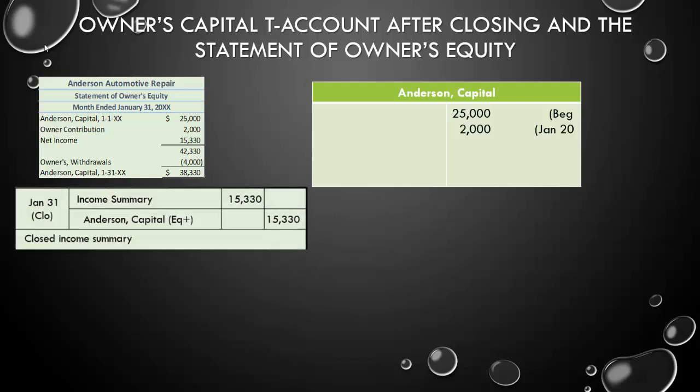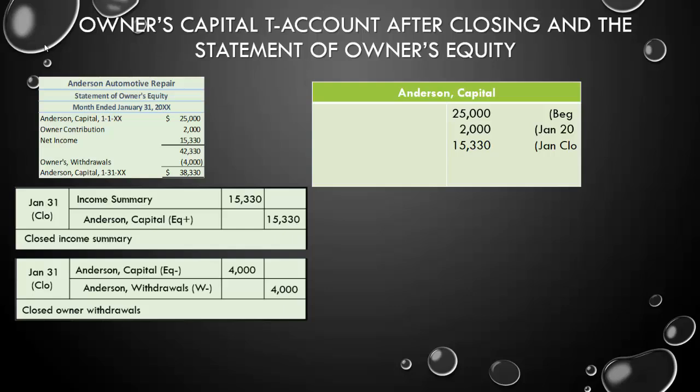Well, in the third closing entry, when we closed income summary, we credited Anderson Capital for another $15,330. So let's add that to the T account. And in our 4th closing entry, we debited Anderson Capital for $4,000. Let's add that to our T account. Well, Anderson Capital, like all equity accounts, is going to increase on the credit side and decrease on the debit side. So if we add our 3 credits together and subtract our $4,000 debit, we are going to come up with $38,330. Let's look over at that statement of owner's equity.